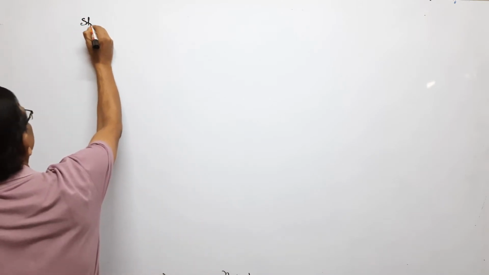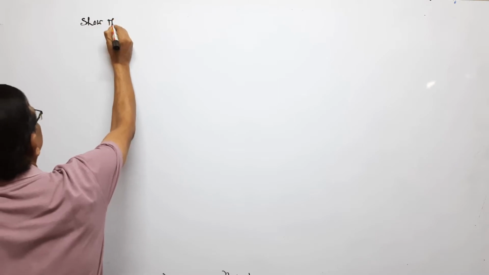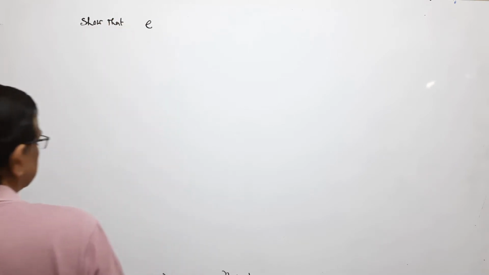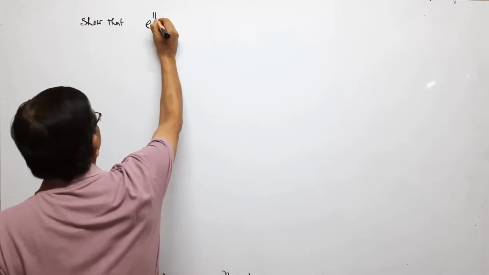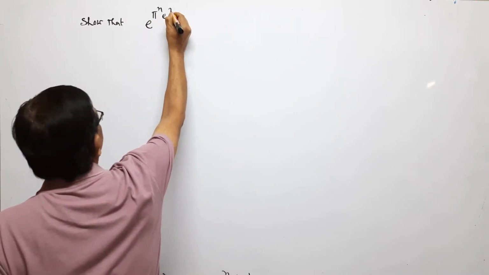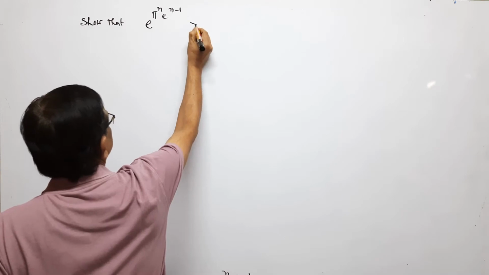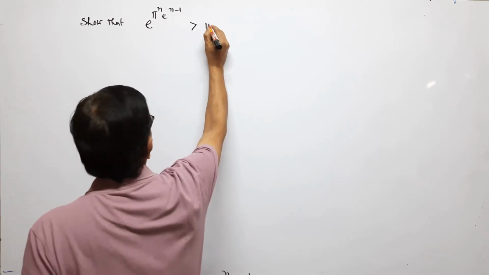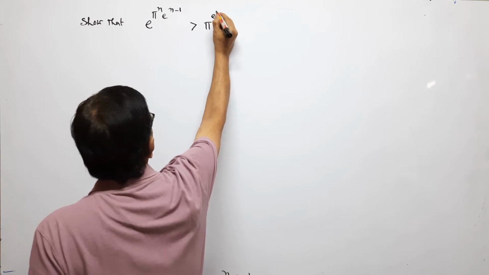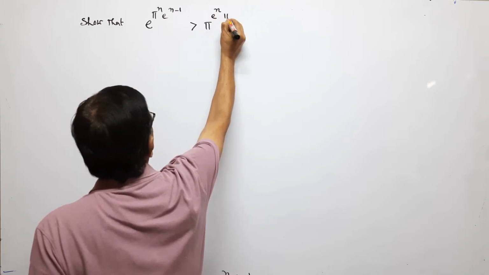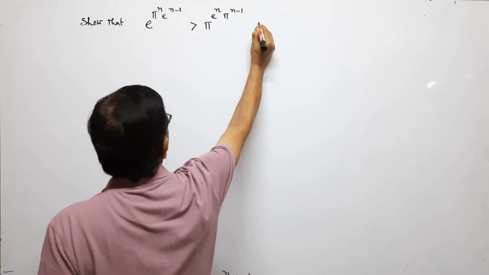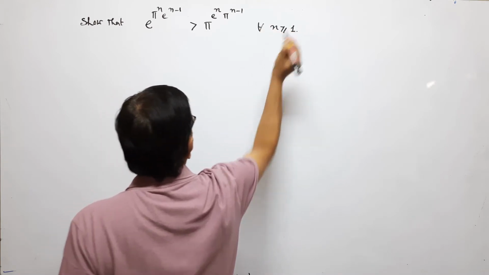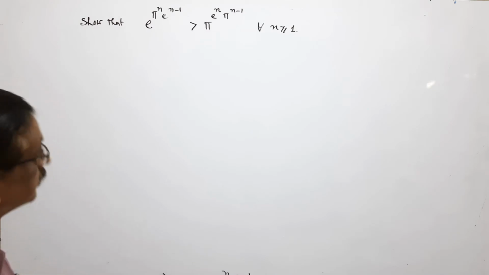Show that e^(π^n) · e^(n−1) is strictly greater than π^(e^n) · π^(n−1) for all n greater than or equal to 1. It's a very interesting problem.